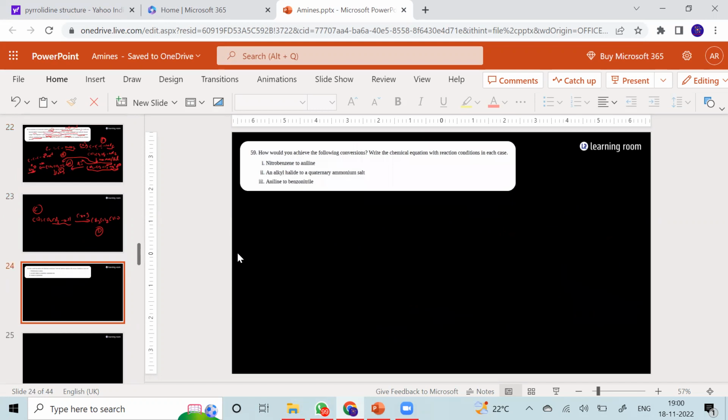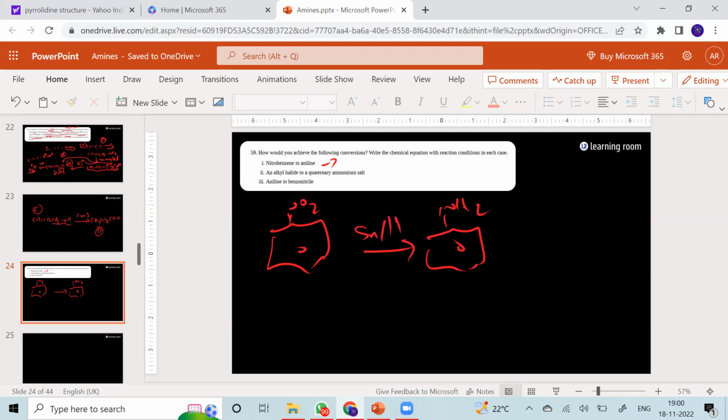Next, how would you achieve the following conversions? Write the chemical reactions. Nitrobenzene to aniline. Very simple, right? Again, you have NO2 and HCl. I have to convert it to NH2. All I have to do is go for reduction. I can go for Sn/HCl, that's okay. Or you can go for H2/nickel, that's also okay.